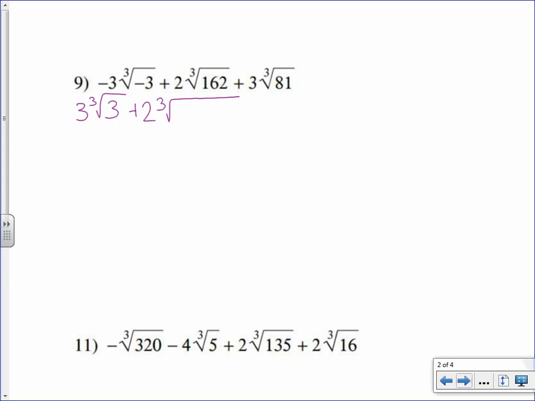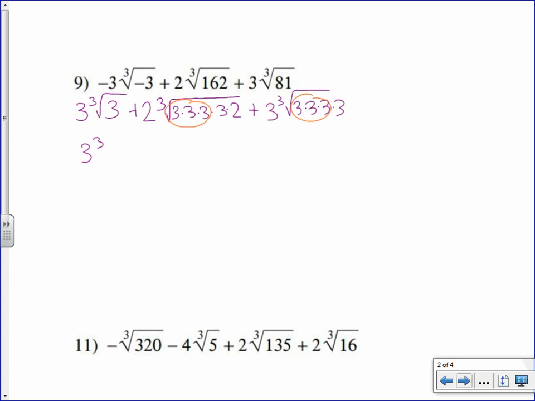Next, I'm going to break down this 162. And 162 breaks down into 3 times 3 times 3 times 3 times 2. And then 81 breaks down into 3 times 3 times 3 times 3. And I'm looking for groups of 3 in this case. Here's a group of 3, and here's a group of 3.